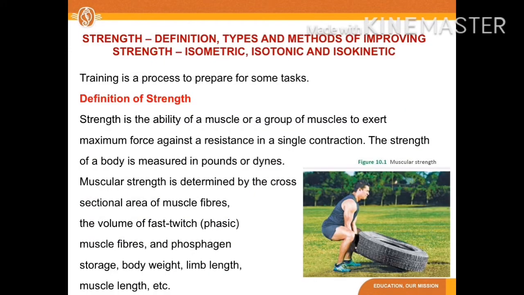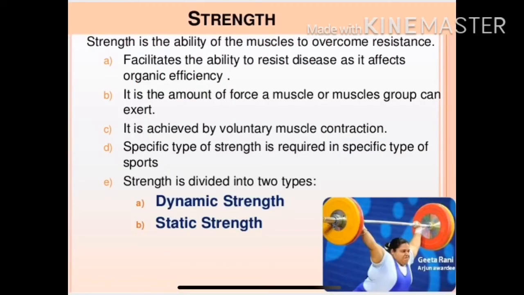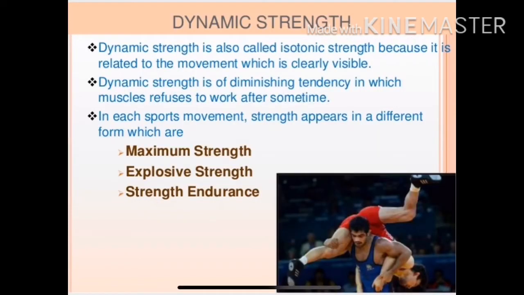Strength is the ability of a muscle or a group of muscles to exert maximum force against a resistance in a single contraction. In simple words, we can say that strength is the ability of muscles to overcome the resistance. There are 2 types of strength: static strength and dynamic strength. In dynamic strength, there are 3 types of strength, that is maximum strength, explosive strength and strength endurance.